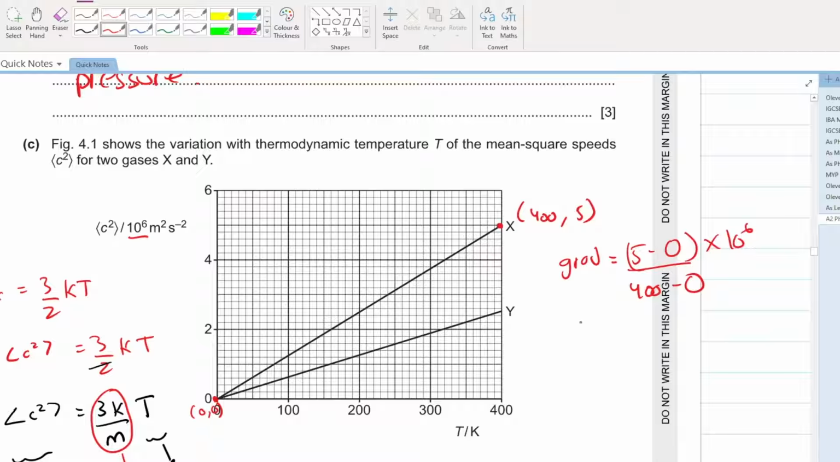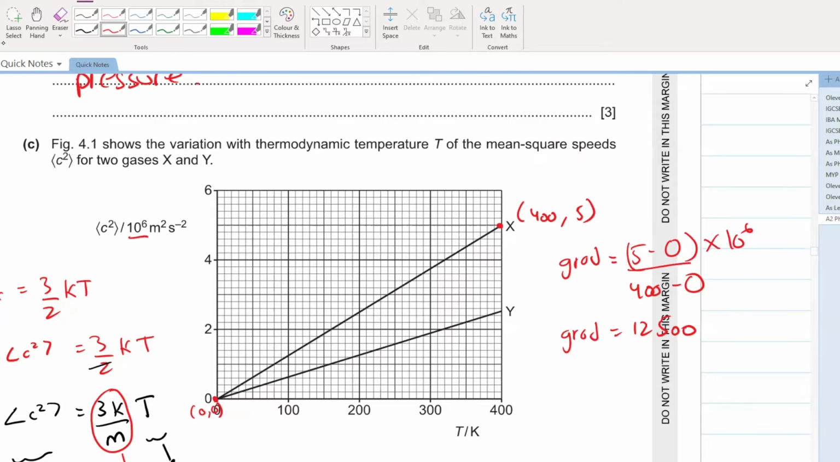What does your gradient become? 5 into 10 raised to the power of 6 divided by 400. Your gradient comes out to be 12500. Perfect. This is your gradient.